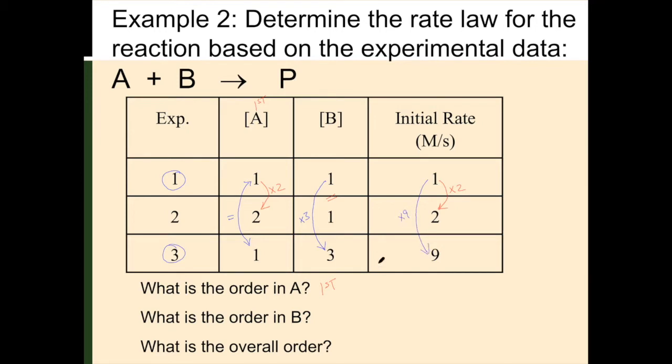Okay? So what exponent would I put on this multiplier to get this multiplier? What exponent would I put on 3 to get 9? And of course, we know that 3 squared equals 9. And that's the squared part that's most important. So this one is second order in B. Okay, and remember that the overall reaction order is just the sum of the 2. And so the overall reaction order is 3, or third order.